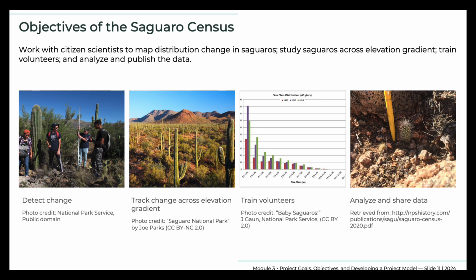The Saguaro Census developed 4 objectives to study the long-term health and vitality of saguaro cactus. 1. Detect changes in cactus distribution that may be related to climate or other landscape-level processes. 2. Study saguaros on randomly distributed study plots across a wide elevation gradient. 3. Train volunteers to collect data, to search for, measure, and flag all saguaros encountered along belt transects within each plot. And 4. Analyze data and make them available on the park's website.